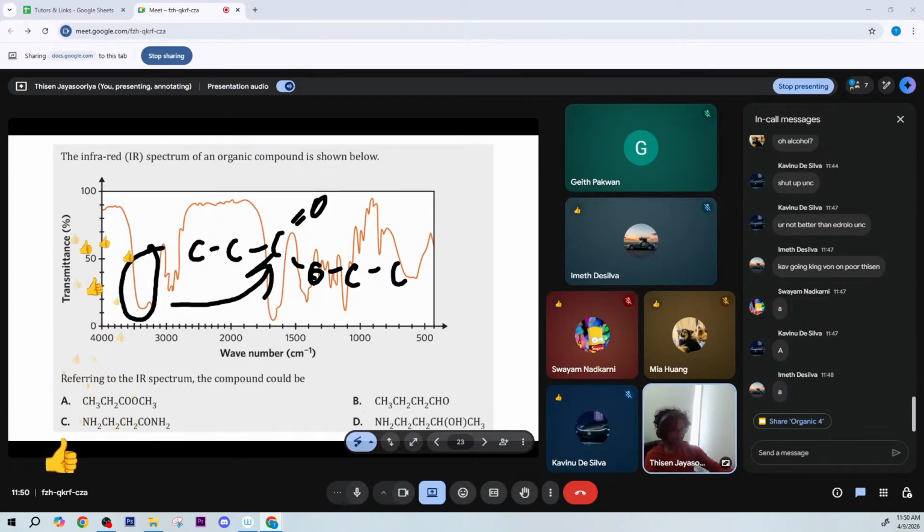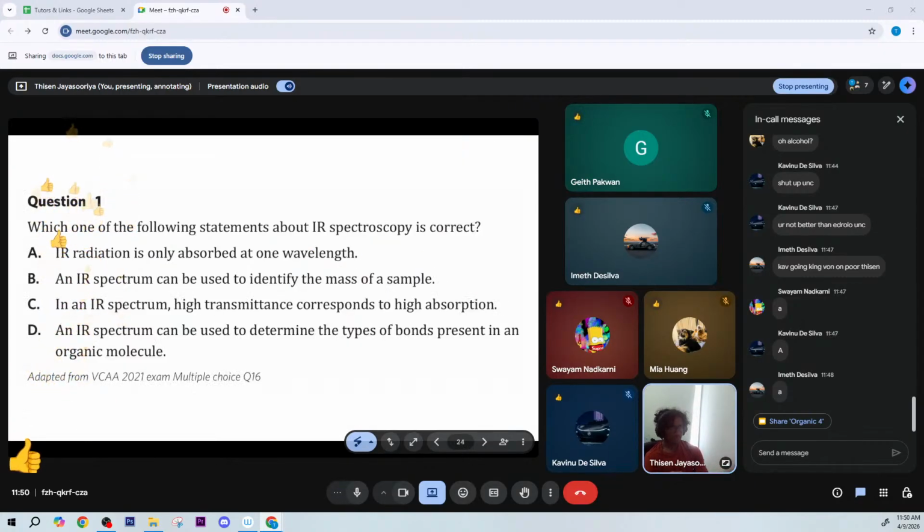Okay. So, which one of the following statements about IR spectroscopy is correct? A: IR is only absorbed at one wavelength, and an IR spectrum can be used to identify the mass of a compound. B: An IR high transmittance corresponds to high absorption. C: An IR spectrum can be used to determine the type of bonds in an organic molecule. What do you guys think? A, B, C, or D?